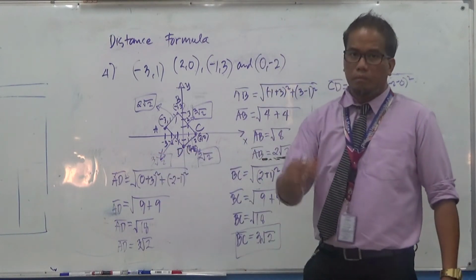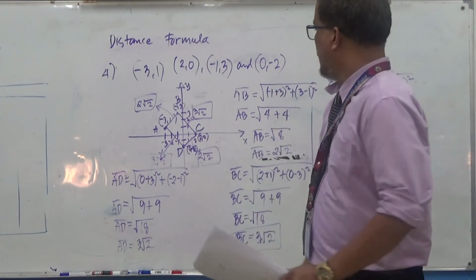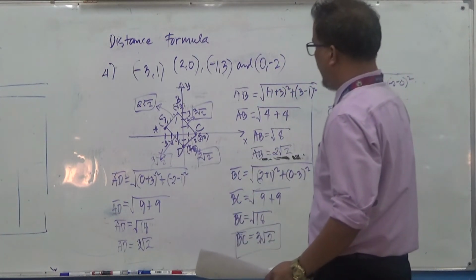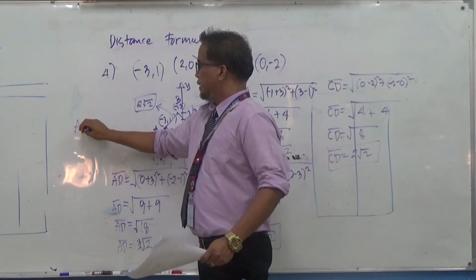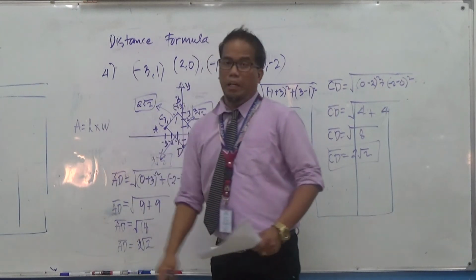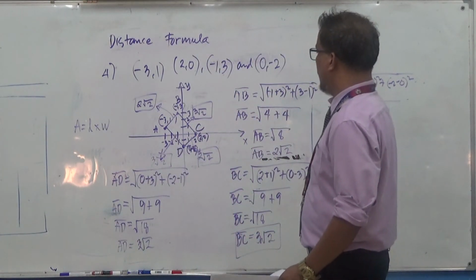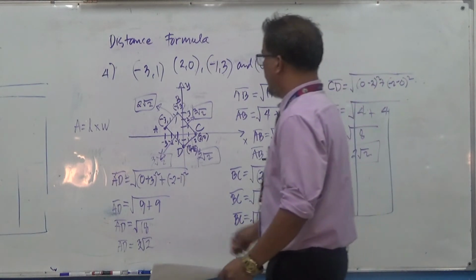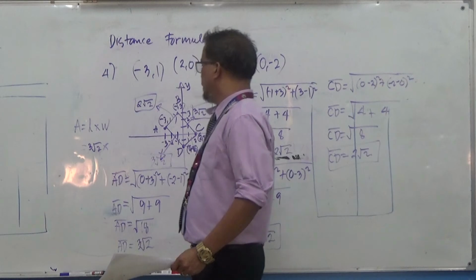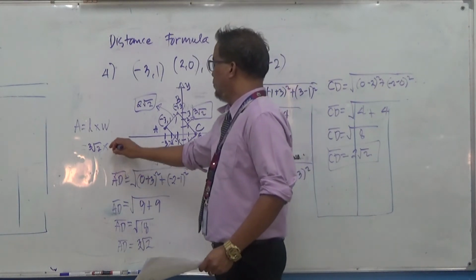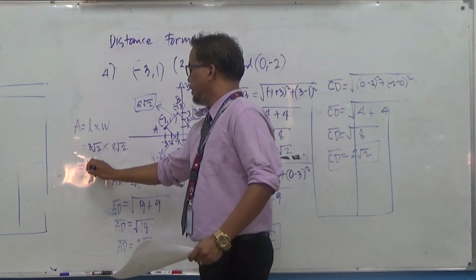Okay, now, the question is find its area. So, the area of a rectangle is A equals length times width. Okay? So, we will substitute now. The length here, we have 3 square root of 2, times 2 square root of 2. Okay. So 3 times 2 is 6.